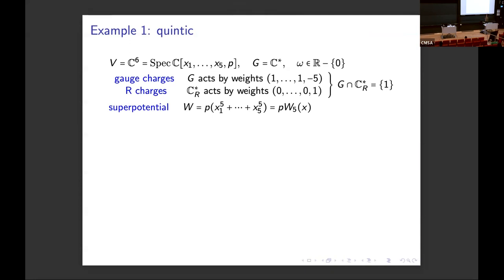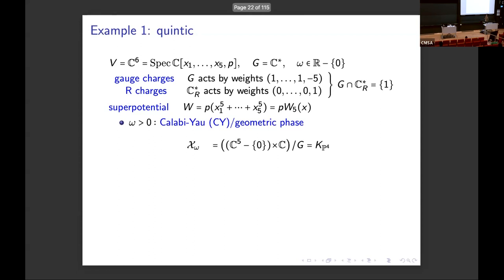So the superpotential is just P times this Fermat quintic in 5 variables. Apparently it's G-invariant, and C star R acts on W by weight 1. So there are two stability conditions.